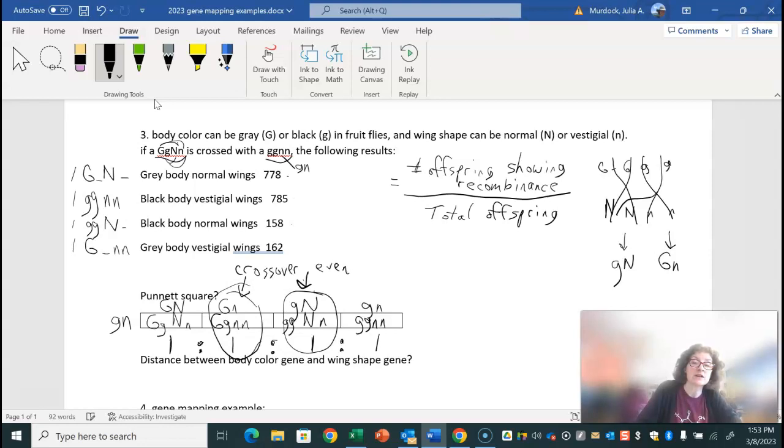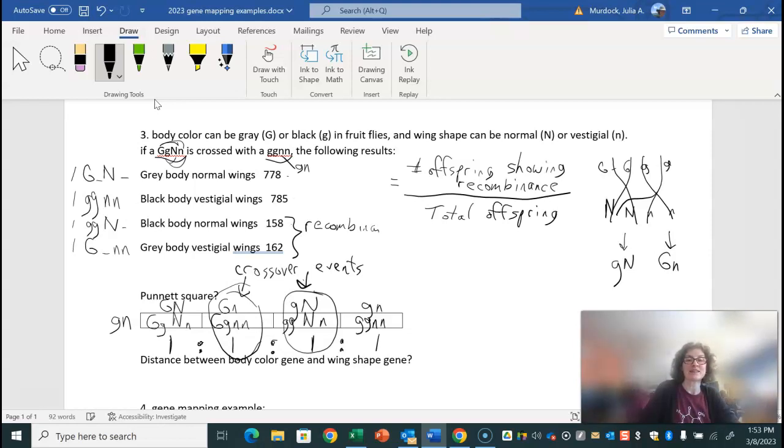Crossover events are what are creating those offspring. So black body normal wing is a recombinant offspring. So is gray body vestigial wings. These two right here, the two numbers that are a little smaller than the other two, usually that's how it works out. Those are the ones that are recombinant. Those are the recombinant offspring.